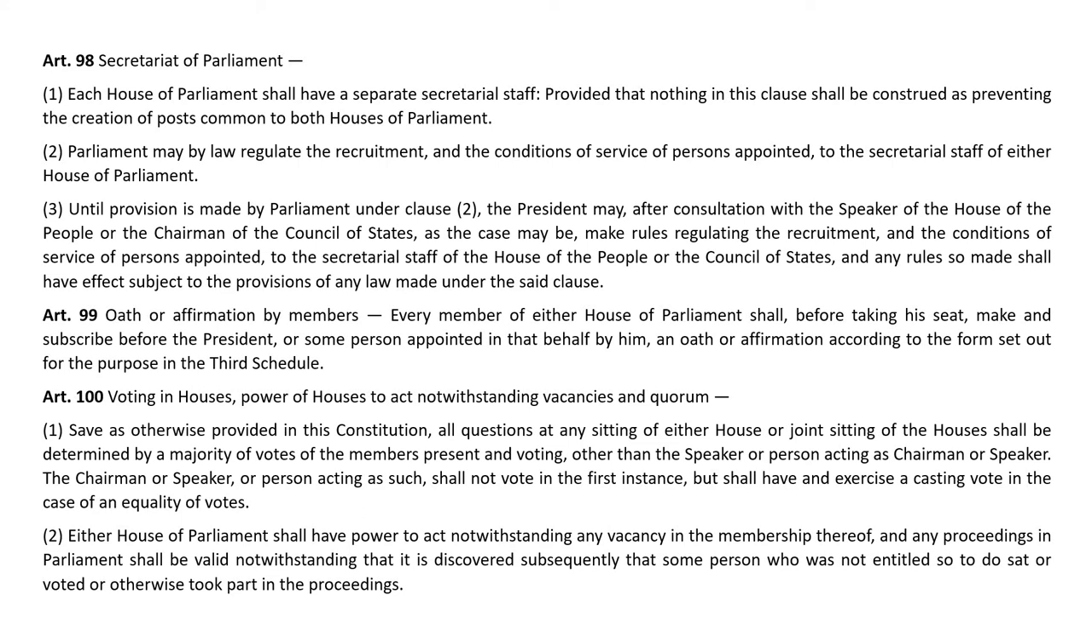Article 100. Voting in Houses, power of Houses to act notwithstanding vacancies and quorum. Save as otherwise provided in this Constitution, all questions at any sitting of either House or joint sitting of the Houses shall be determined by a majority of votes of the members present and voting, other than the Speaker or the person acting as Chairman or Speaker. The Chairman or Speaker or person acting as such shall not vote in the first instance, but shall have and exercise a casting vote in the case of equality of votes.